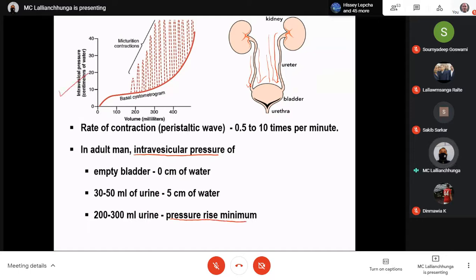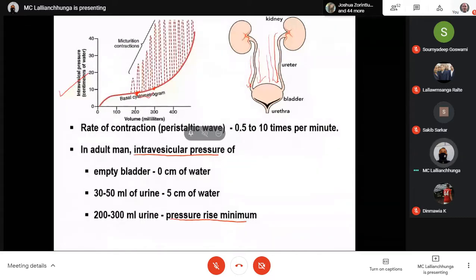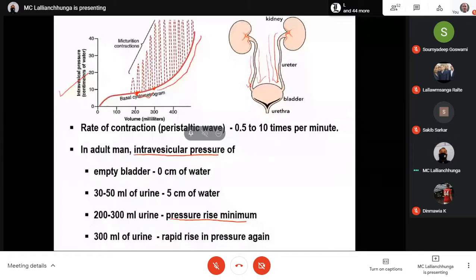Here, in the first diagram, you just see this red line graph. You see that initially the increase in the rate of pressure has increased a lot. Around 300 ml, the rate of increase in the pressure is minimum. But above 300 ml of urine in the urinary bladder, the rate of increase in the pressure will rise again.